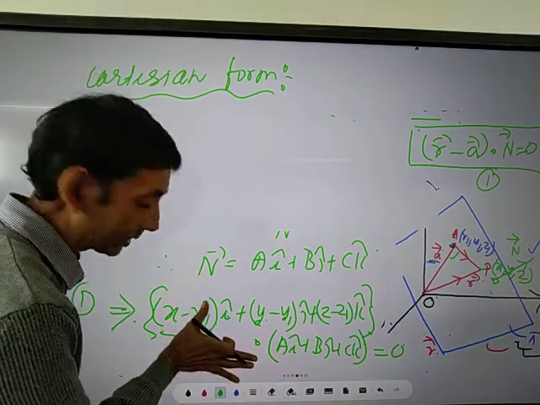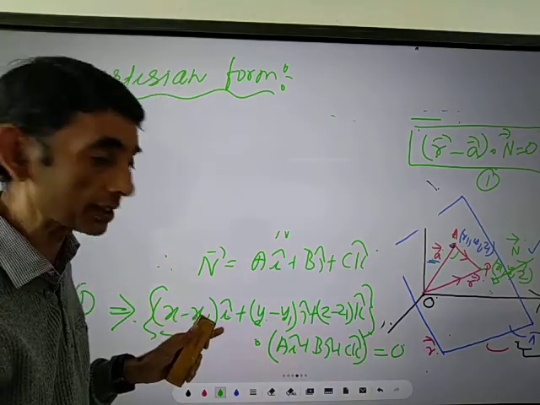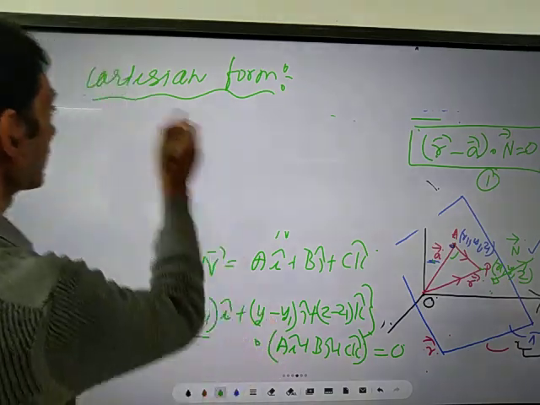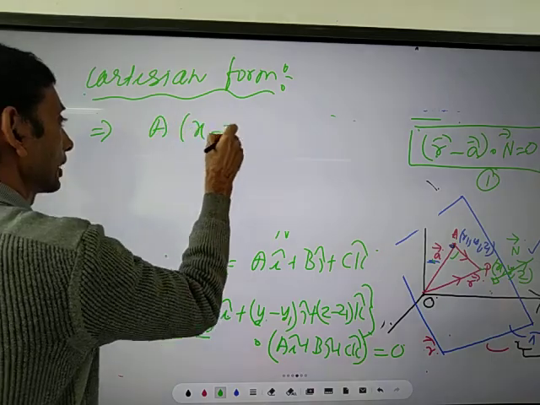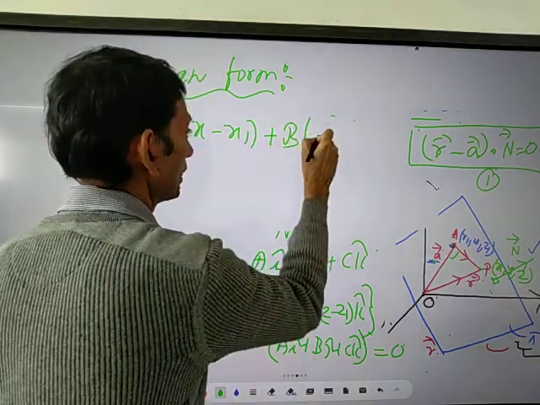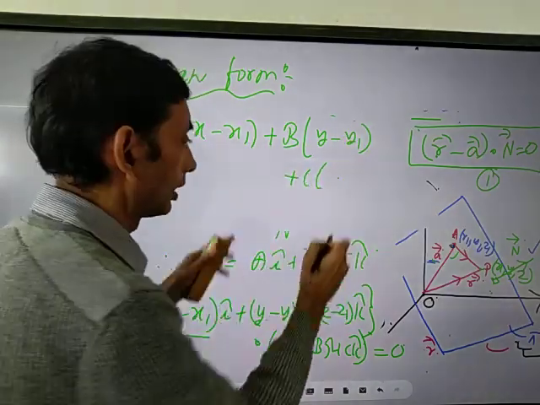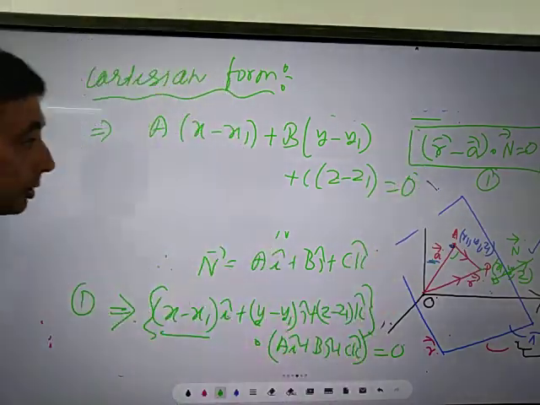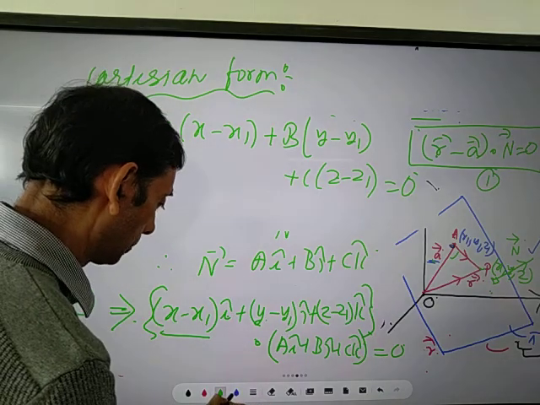This will get the terms i dot i, j dot j, and k dot k. Remaining all the terms will be 0. So we just get the first term as (x minus x1) into A. If we write it in standard form, this is A(x minus x1) plus B(y minus y1) plus C(z minus z1) equal to 0, which is the Cartesian form of the equation of a plane.